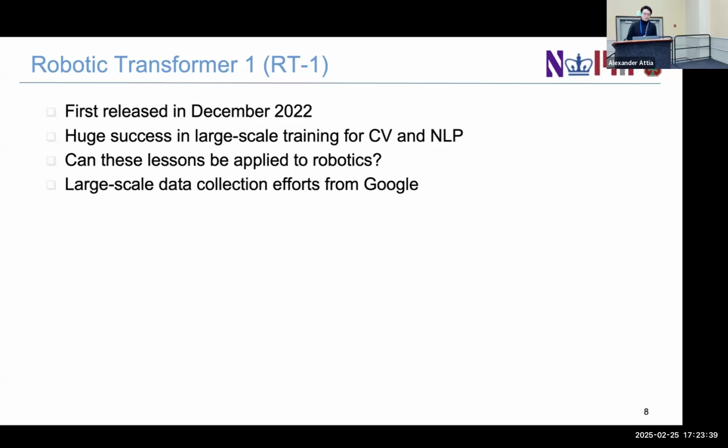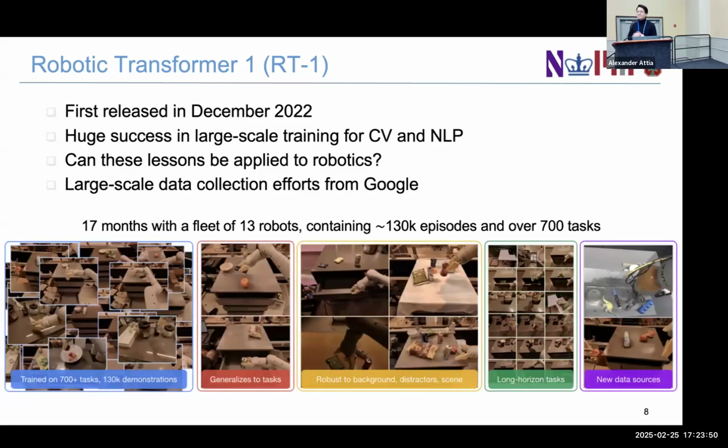So then there was this large-scale data collection effort from Google. They spent a lot of time and a lot of money to collect this large-scale data. Back then, when Everyday Robotics was still there, this data was mainly collected by Everyday Robotics. It was a whole process of 17 months with a fleet of 13 robots, containing 130K episodes and over 700 tasks. That's probably the largest dataset people had ever collected in the robotic domain back then.